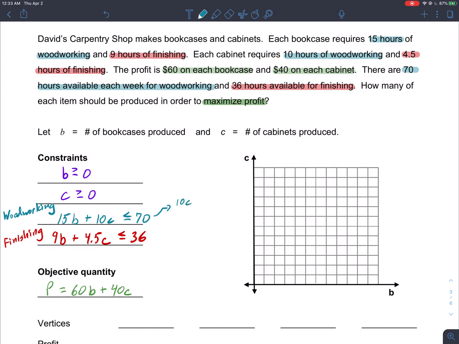So I get 10c is less than or equal to negative 15b plus 70, which means c is less than or equal to negative 15 over 10, which is 1.5, b plus 7. In fact, instead of 1.5, let me write this as negative 3 over 2. 15 over 10 is 3 over 2. So I can see very clearly that my y-intercept for this problem is 7 and my slope is negative 3/2. I'm going to move this over just a little bit because I want the space to work on this y-axis.